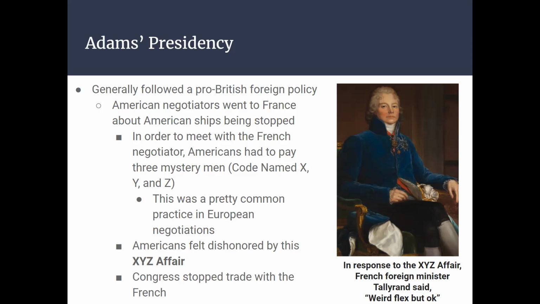While this is a pretty common practice to pay to start negotiating, Americans felt this was dishonorable, and they called it the XYZ affair. It made Americans feel more upset about the French, and Congress agreed to stop trading with the French around this time.